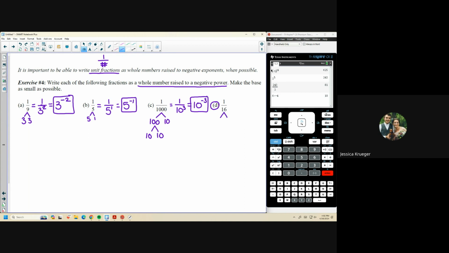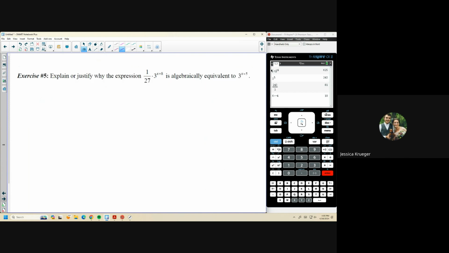So for 16, I can break this down into 4 times 4, but 4 is 2 times 2. So I can actually write this either 16 could be written as 4 squared, or 16 could be written as 2 to the fourth power. They say make the base as small as possible. So my smallest base would be here with 2. So I'm going to write this as 1 over 2 to the fourth. And that would become 2 to the negative 4. The other way you could write it that would be acceptable would be 4 to the negative 2. You just wouldn't be using the smallest base possible.